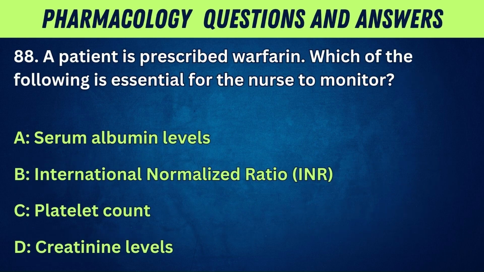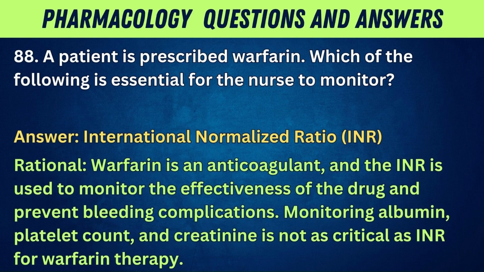88. A patient is prescribed warfarin. Which of the following is essential for the nurse to monitor? A. Serum albumin levels. B. International normalized ratio, INR. C. Platelet count. D. Creatinine levels. Answer: international normalized ratio, INR. Rationale: warfarin is an anticoagulant, and the INR is used to monitor the effectiveness of the drug and prevent bleeding complications. Monitoring albumin, platelet count, and creatinine is not as critical as INR for warfarin therapy.